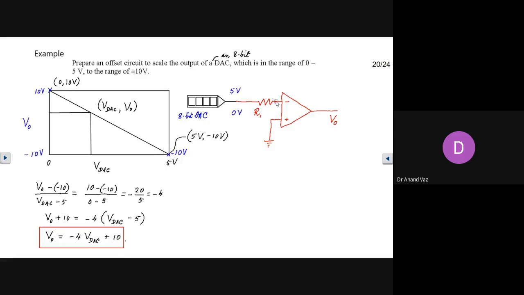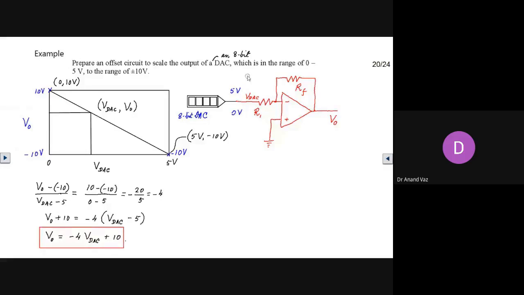And here let us have a feedback resistance. So this is going to be RF. So this will give us minus V naught. V naught is equal to minus RF by R1 into VDAC. So this is our VDAC. But it has to be added. It has to be added.